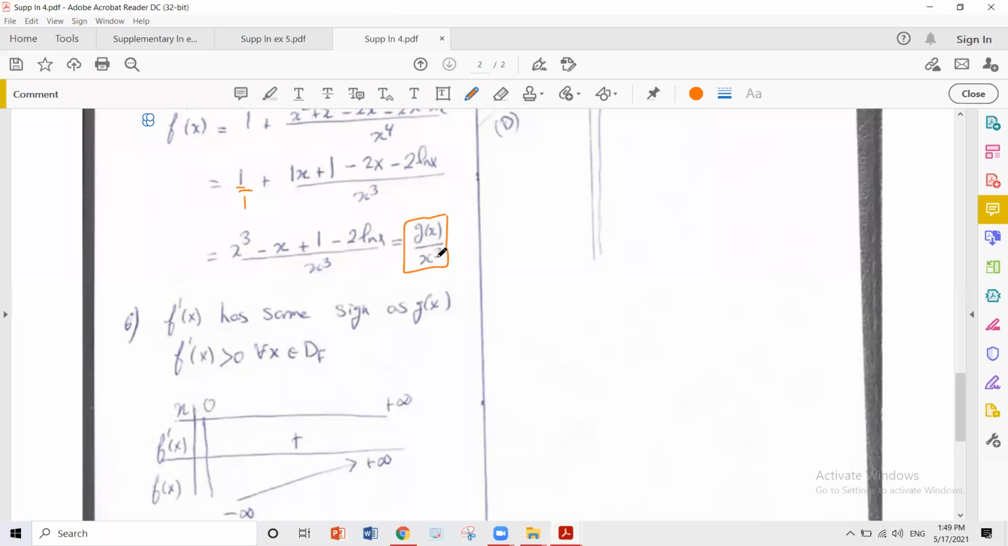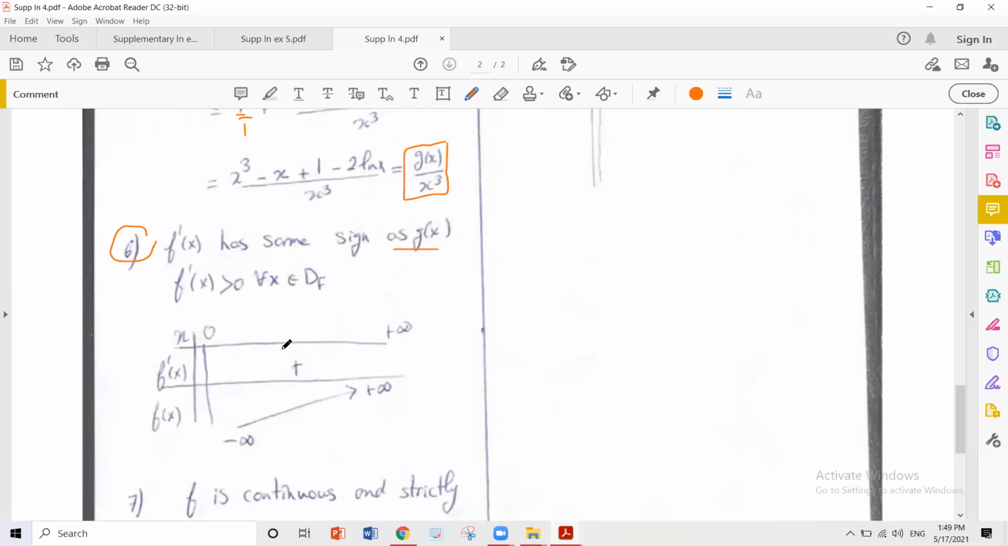So since f prime x equal g(x) over x cubed, x is positive, so x cubed is positive. In part 6, f prime x has the same sign as g(x). But we have proved that g(x) is positive, so f prime x is positive. It is increasing. At 0 we get minus infinity. We have determined the limits. At plus infinity we get plus infinity.